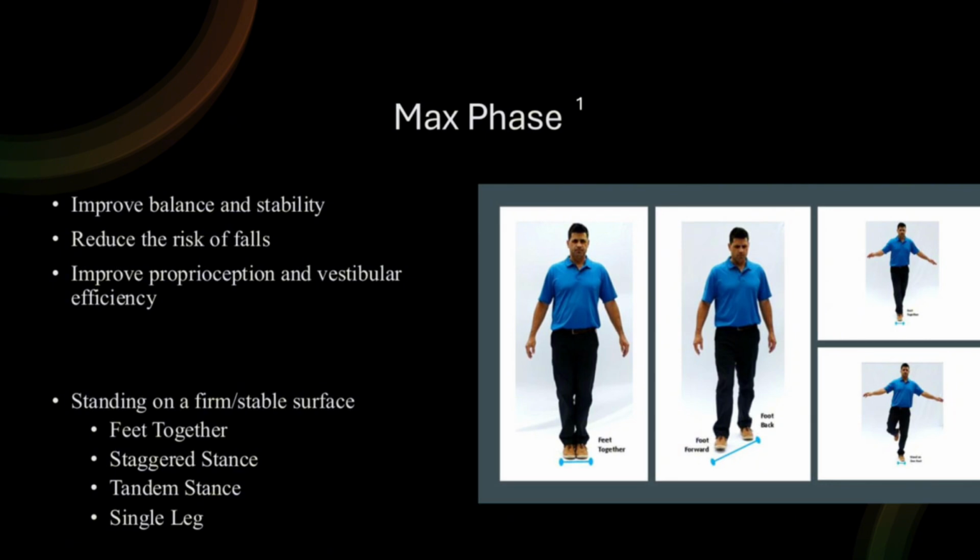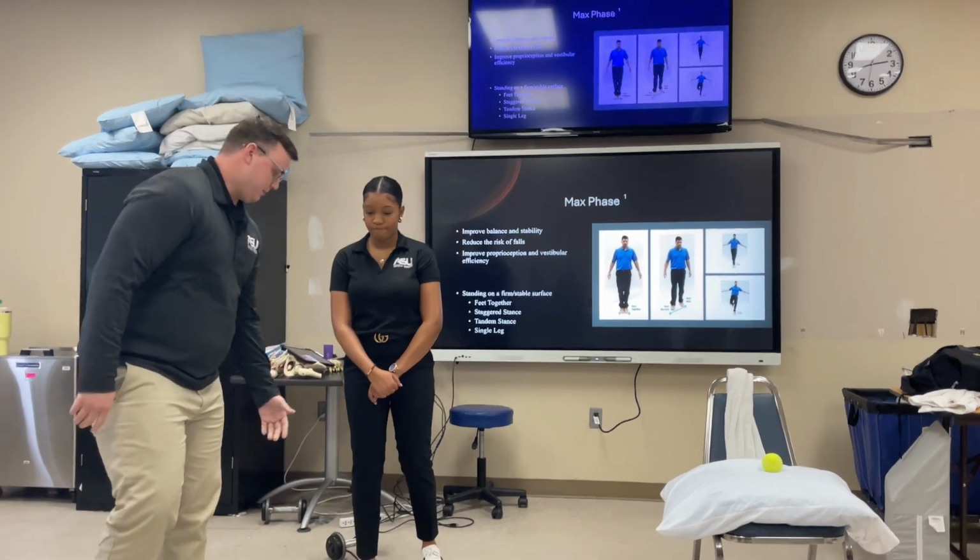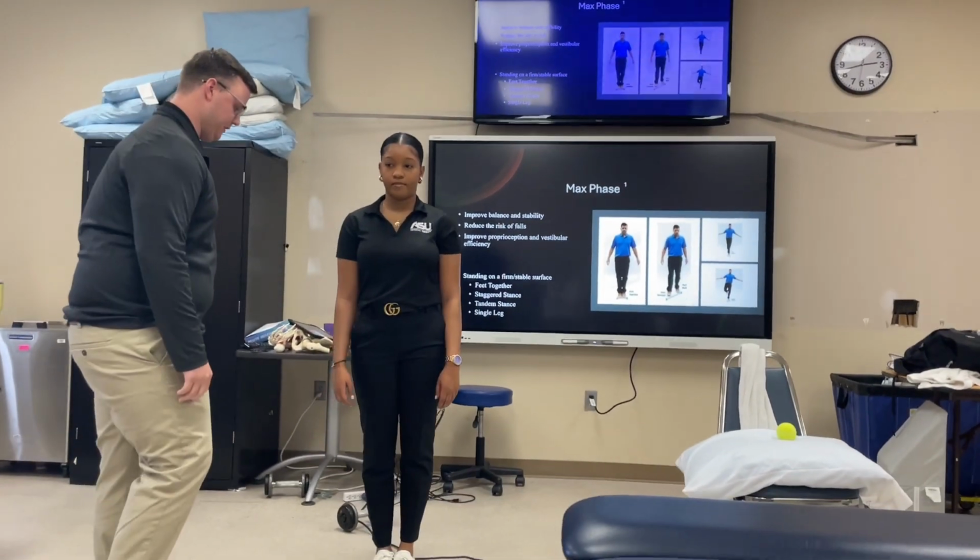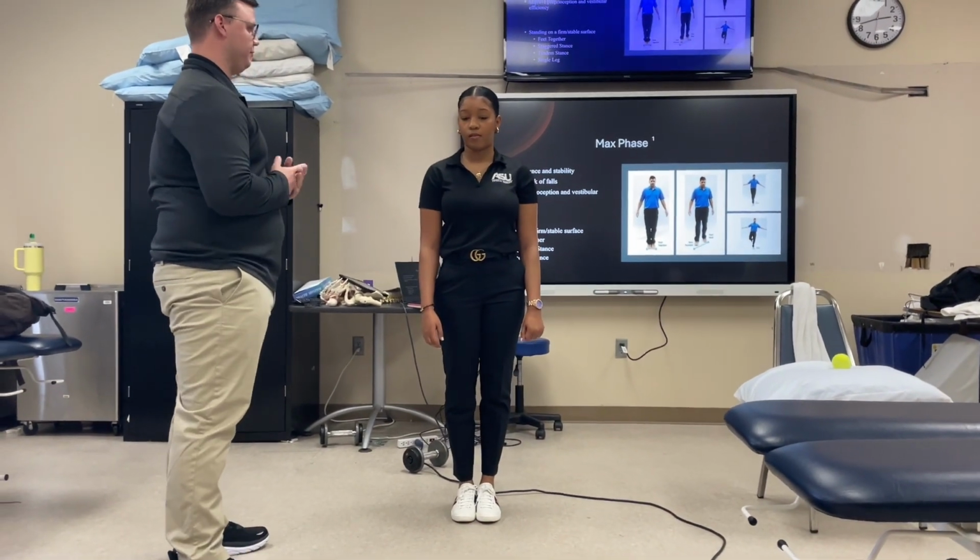So for the max phase, we would do standing on a firm surface such as this floor, and we would do feet together, stagger balance, tandem stance, and a single leg, and we would hold all these for 30 seconds. And so these are to improve balance and stability, reduce the risk of falls, as Acacia mentioned earlier, like a drop attack is a big thing with this, and this would also improve proprioception and vestibular efficiency. So first we'll do feet together. So I'll have my patient stand out, have their feet together, and just hold this position for 30 seconds.